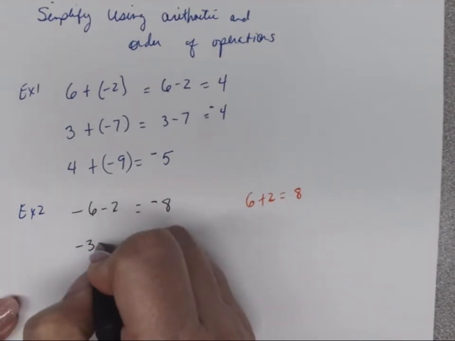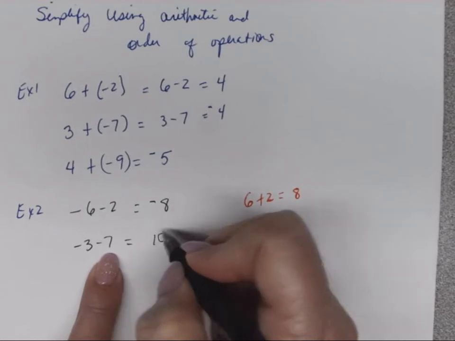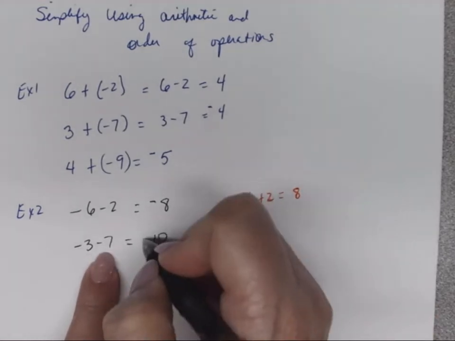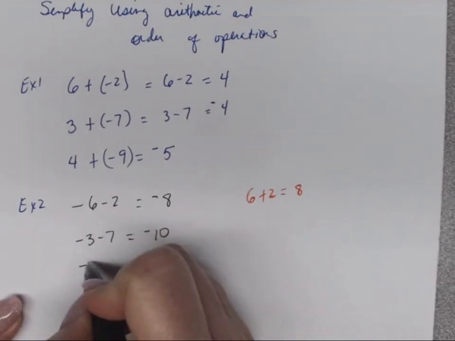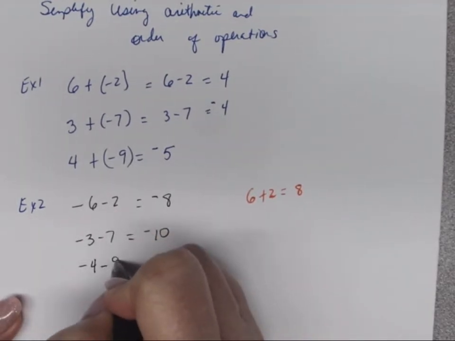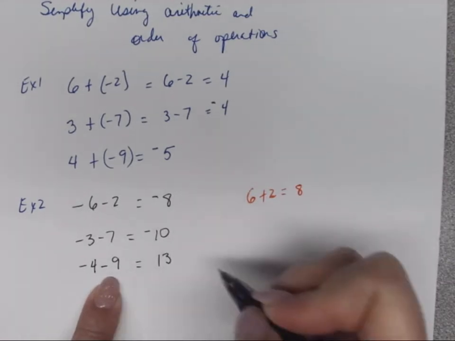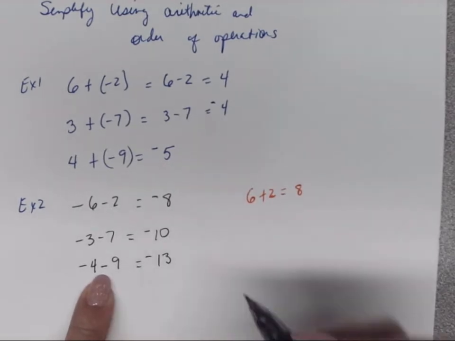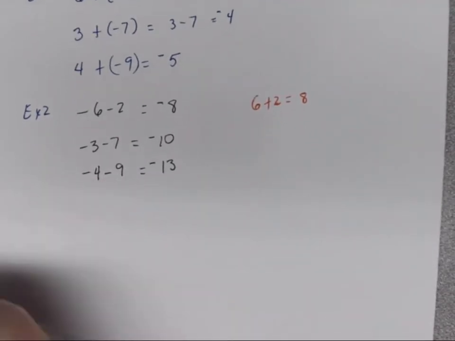If we look at negative 3 minus 7, 3 plus 7 is 10. Keep the sign is negative 10 because they are the same sign. Same thing will happen with negative 4 minus 9. Well, they're the same signs. We're going to add them, and 9 plus 4 is 13. They're both negative. We keep the sign of, and we end up with negative 13. All right, let's go look at example 3.